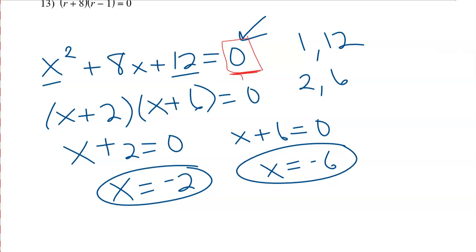So first we factored, then we practiced using that factoring to solve, and then on the last worksheet, you're going to put both of those things together, and you're going to factor first, and then you're going to use that factoring to solve.